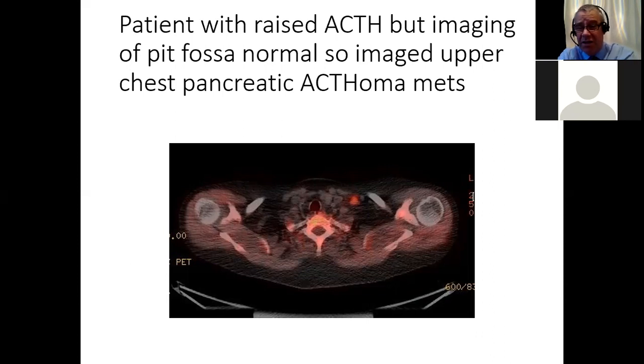Now, the other interesting thing about ACTHomas is that they obviously result in a high steroid production. And those steroids block gallium-68 dotatate. So they're often negative on gallium-68 dotatate, which we found out on this patient.